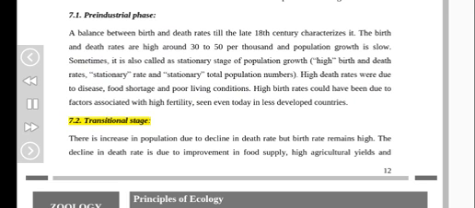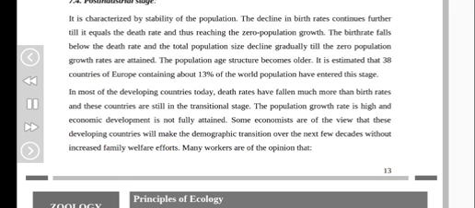7.2. Transitional stage. There is increase in population due to decline in death rate, but birth rate remains high. The decline in death rate is due to improvement in food supply, high agricultural yields and improvement in public health systems like water supply, sewage, food handling and personal hygiene, as well as female literacy.